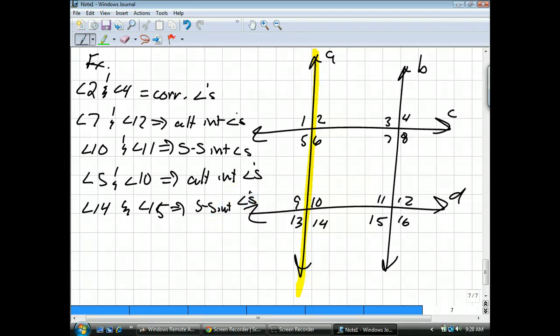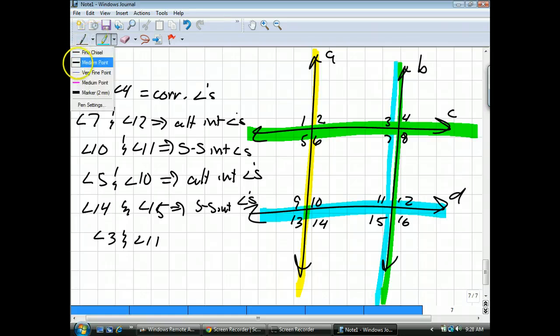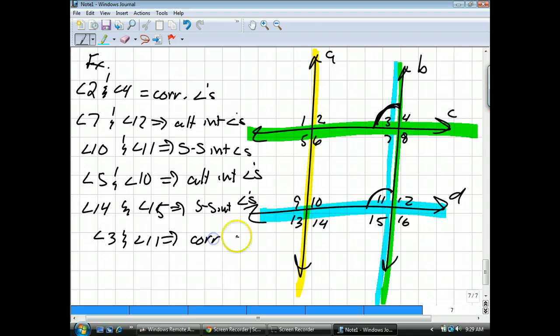Okay, and how about angle 3 and angle 11? Okay, well, angle 3 is formed by this line and this line. Angle 11 is formed by this line and this line. Okay, so let's look where angle 3 is. It's above the line and to the left of the transversal. 11 is above a line and to the left of the transversal. So that's what we call corresponding angles.